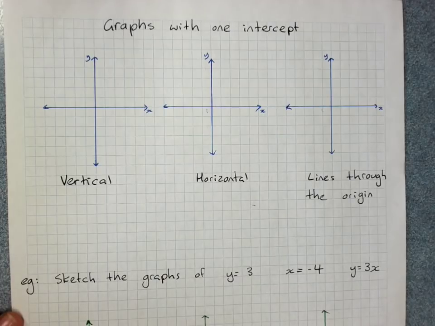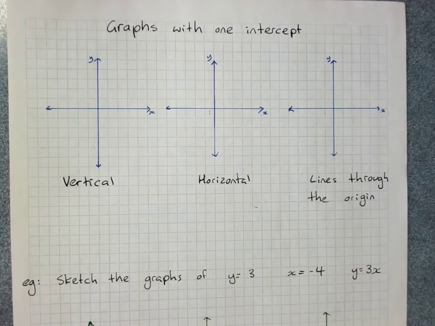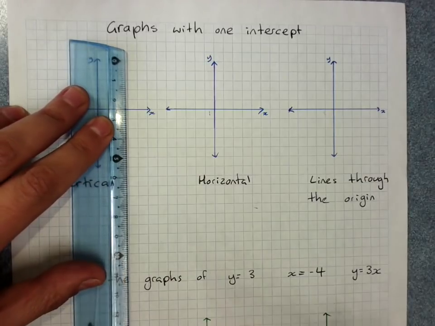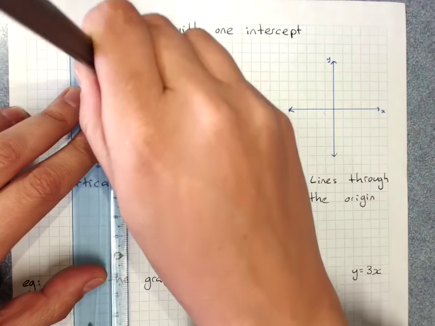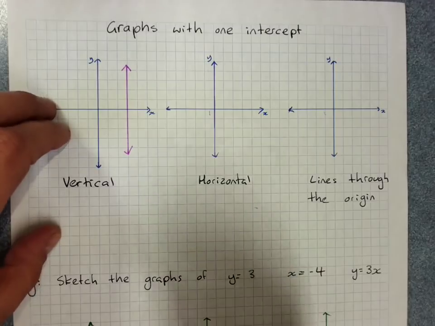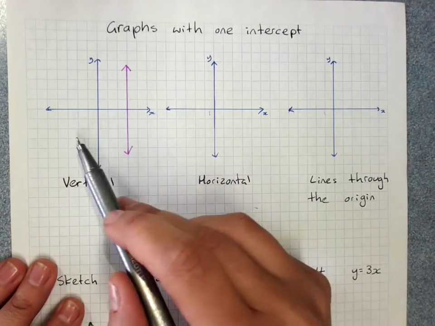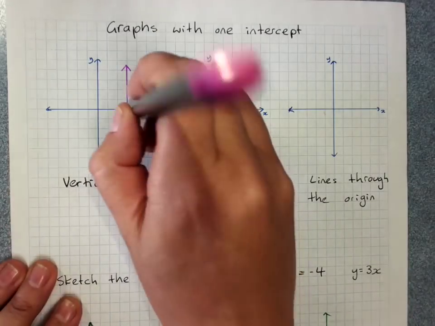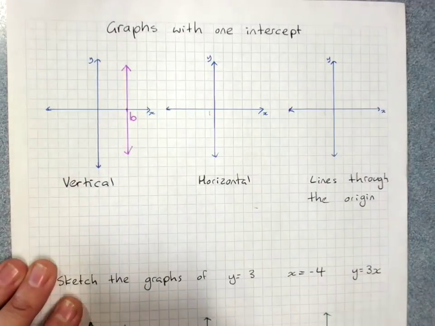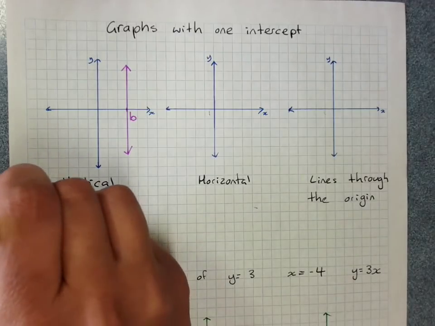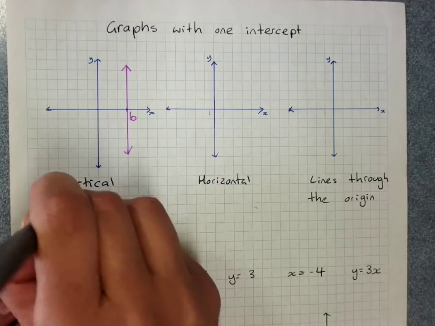Graphs with one intercept. There's a bunch of lines that only have one intercept, and so we can't graph them just by showing their two intercepts because there's only one. A vertical line, for example this one, has only one intercept on the x-axis. It doesn't touch or intercept the y-axis. So a vertical line passing through b on the x-axis has the equation x equals b.